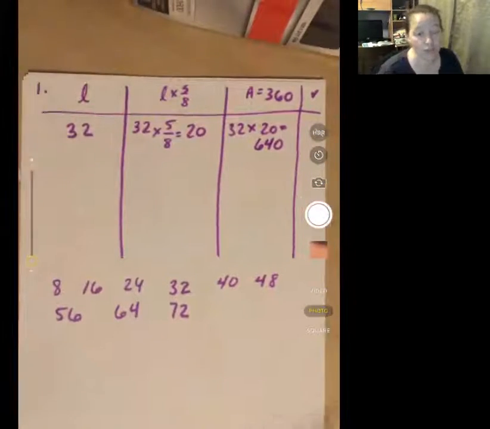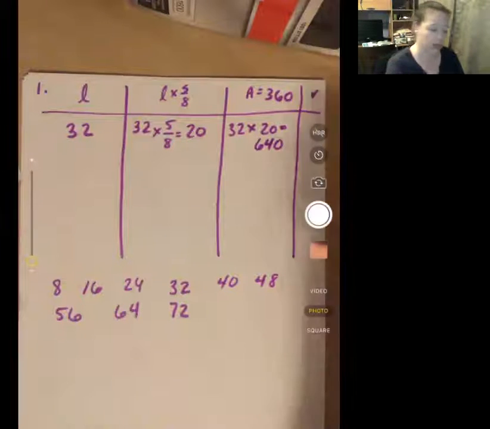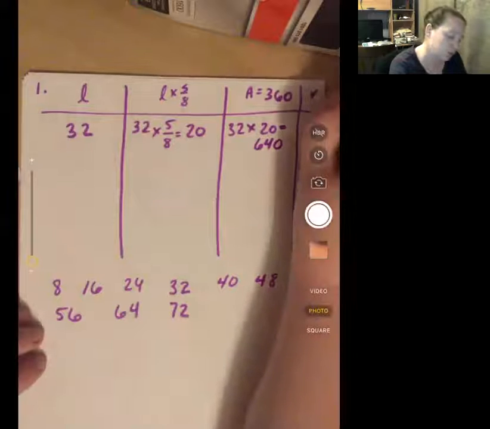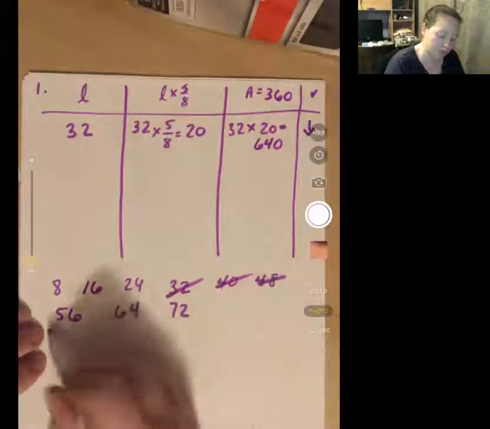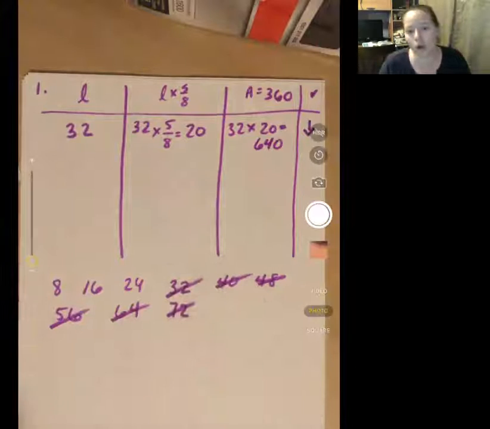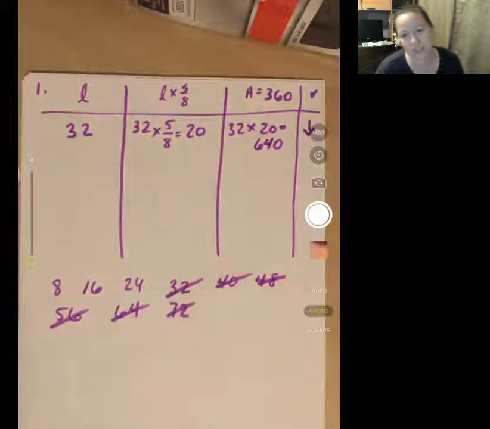Well, 640 is too large, quite a bit too large actually. So I'm going to have to pick a smaller number, which means 32, 40, 48, 56, 64, and 72 all get crossed off. I am now left with 8, 16, or 24. Which one do you think we should pick next? Let's try 16, shall we? Let's just see what happens.